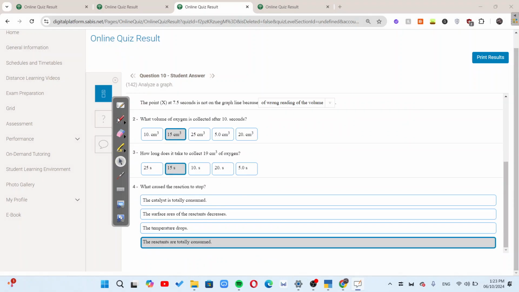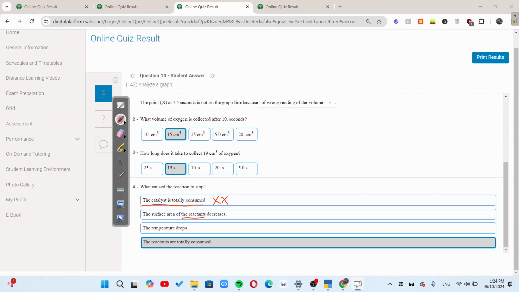What causes the reaction to stop? The catalyst is totally consumed? No, catalysts do not get consumed. This is a big no. Catalysts don't get consumed. If they get used up, they're reformed, so they'll come back. They're never used up fully. So of course it's wrong.